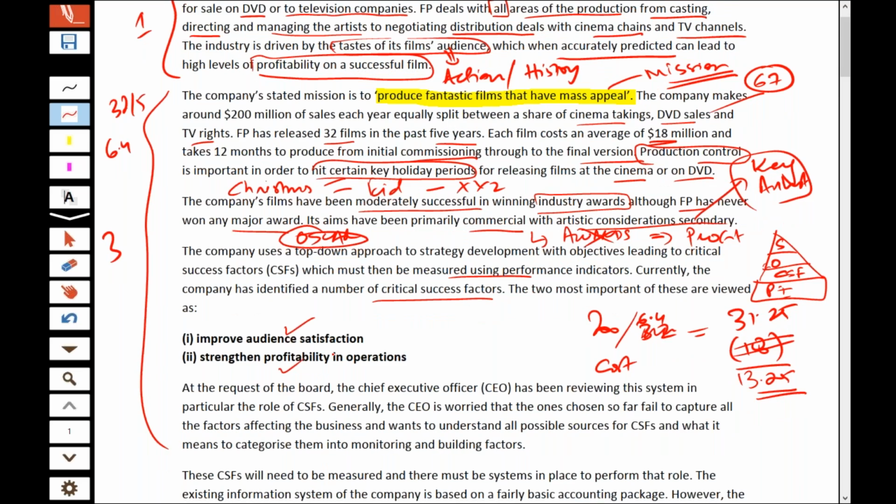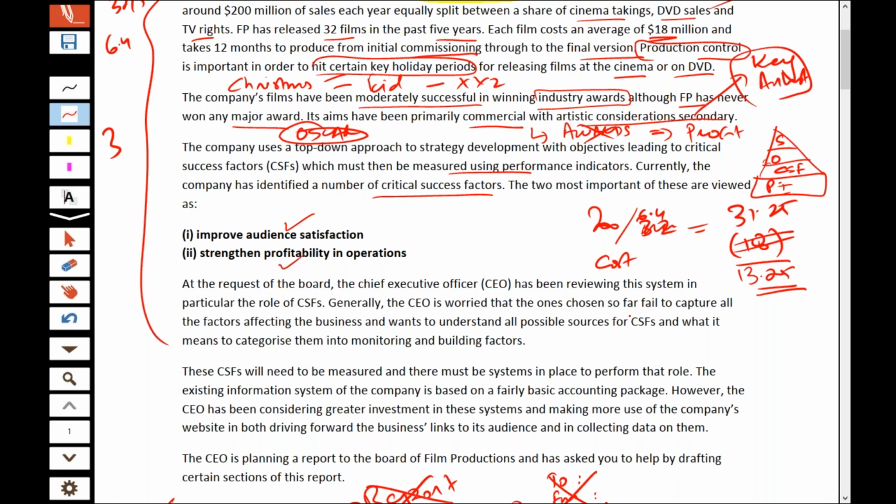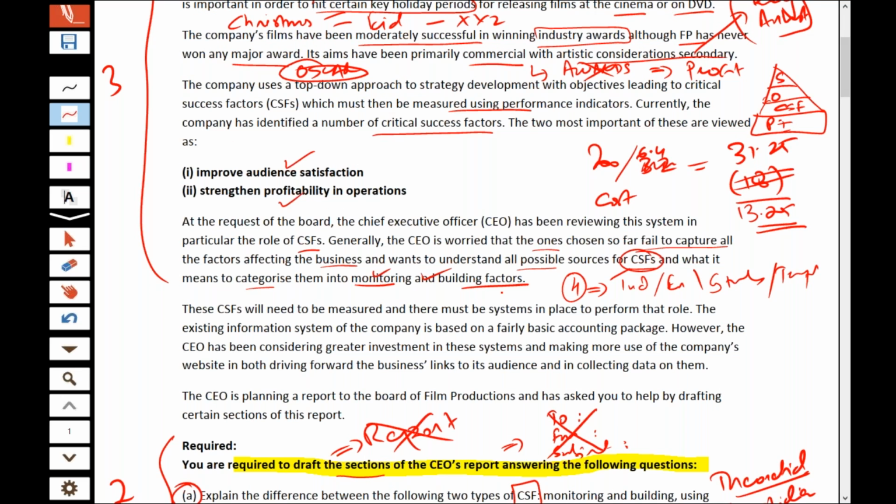Now, it says at the request of the board, the CEO has been reviewing this system, in particular the role of CSFs. The CEO is worried that the ones chosen so far fail to capture all factors affecting the business, and wants to understand all possible sources of CSF. We did a study yesterday on that: industry, environment, strategy, temporal factors, and categorizing them into monitoring and building. It says these CSFs will need to be measured and there must be systems in place to perform that role. So in order to have the KPIs, there has to be a system in place.